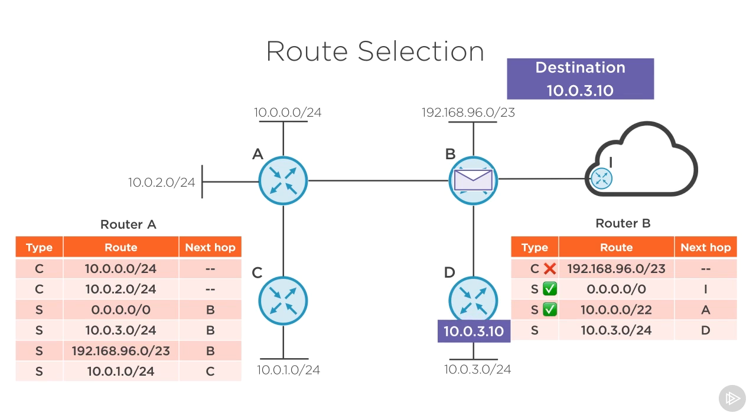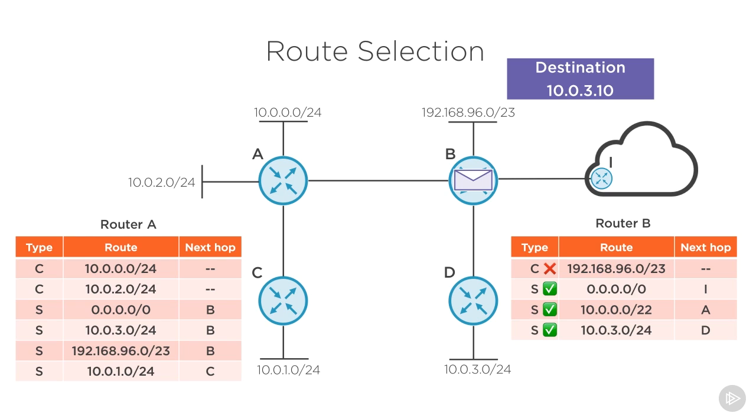And then the last route here, 10.0.3.0/24, also is a route that matches our destination IP address. 10.0.3.10 is in the range of 10.0.3.0/24. So here we have 3 separate routing statements on router B, and all 3 routing statements are ranges of addresses that match our destination IP address. Well, which one do we use then?